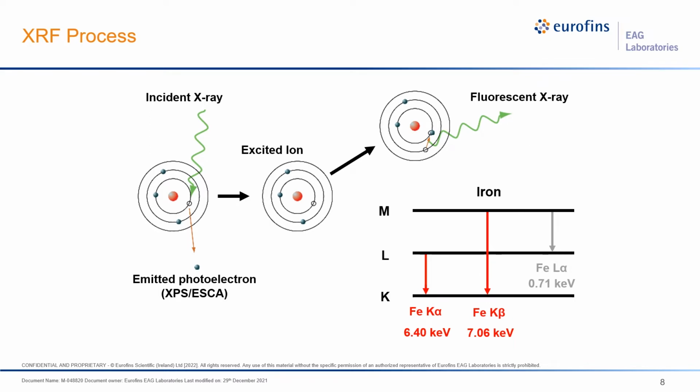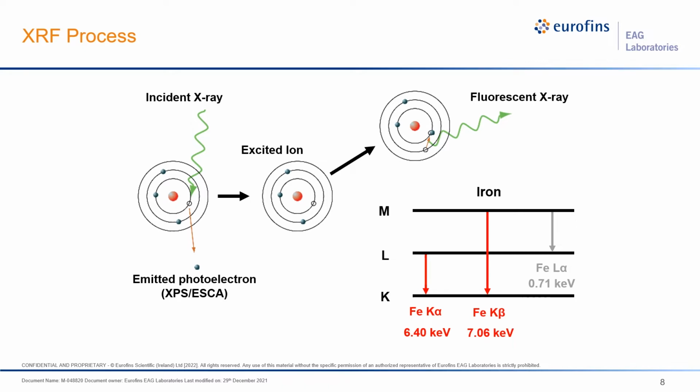Now, if we happen to have a transition from the M level to the K level, that's an iron K beta photon with an energy of 7.06 keV. So that would be coming from like the outer shell here and into the inner shell. And we can of course have more transitions. So shown last here in blue is the transition from the M level to the L level.